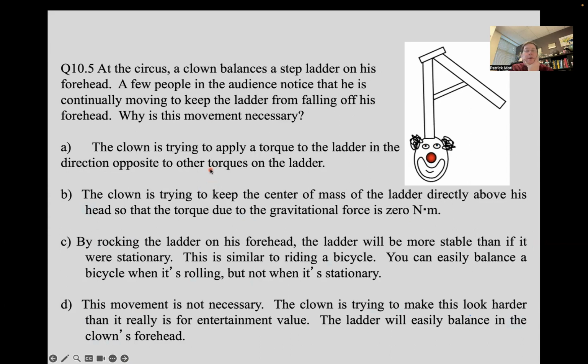There are lots of elements of gymnastics, feats of dexterity. If you think of circus performers, these all have their roots in understanding torque. So as an example, go to a circus and a clown is balancing a step ladder on their forehead. If you pay attention to what the clown is doing, you're going to see that the clown is looking up and is bobbing their head a little bit, right? You notice that the clown is continually moving to keep the ladder from falling off his forehead. Why is that movement necessary? All right. So read through the different possibilities, think about what you think the answer is, and then let's talk about it together.